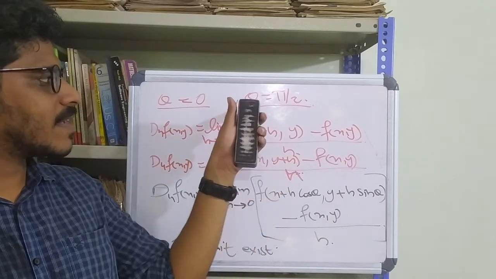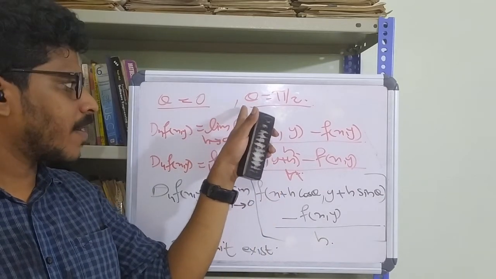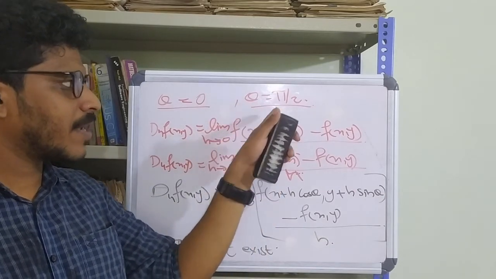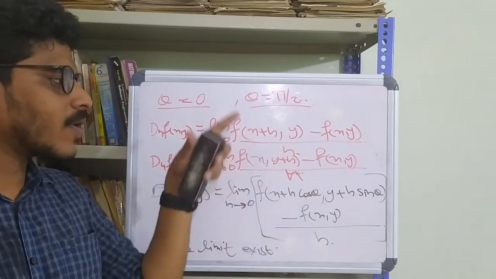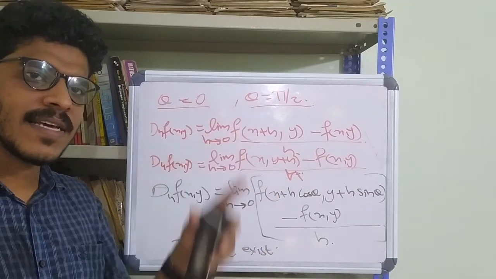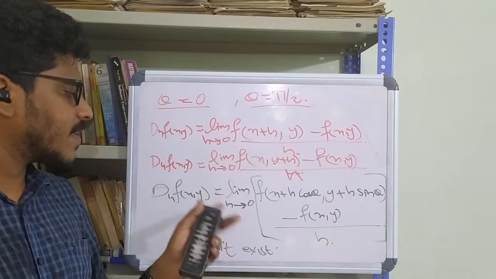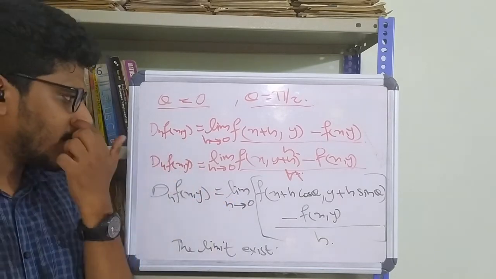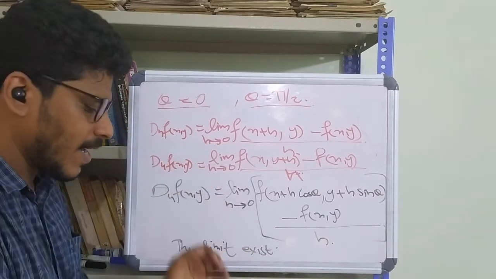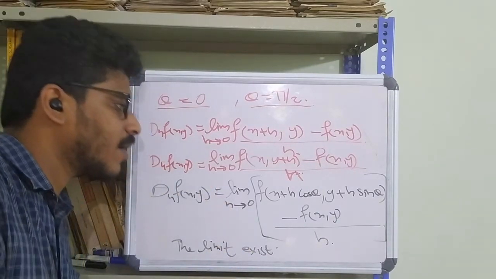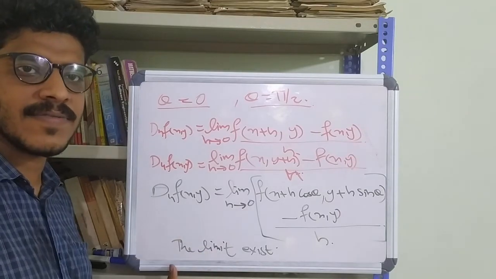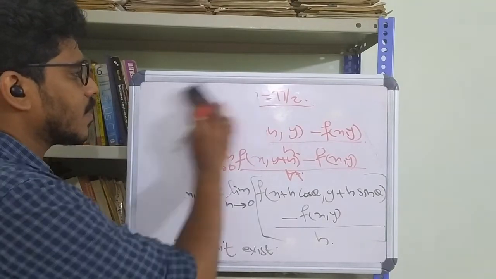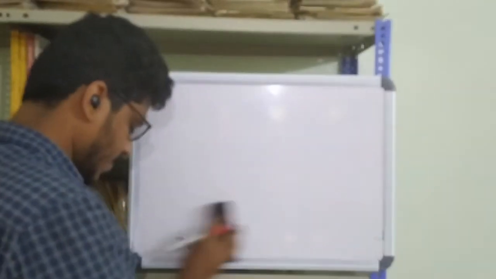So the directional derivative of f in the direction of the unit vector making an angle of pi by 2 with the positive x-axis, or in the direction of the y-axis, gives the partial derivative dou f by dou y. Okay, so this is how we identify the partial derivatives as special cases of directional derivatives. Alright.